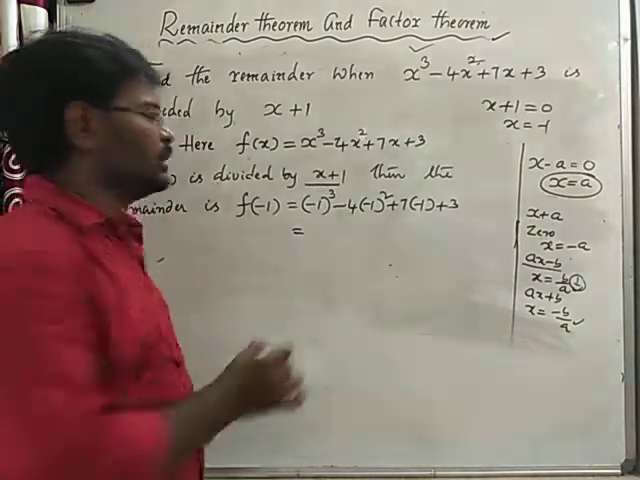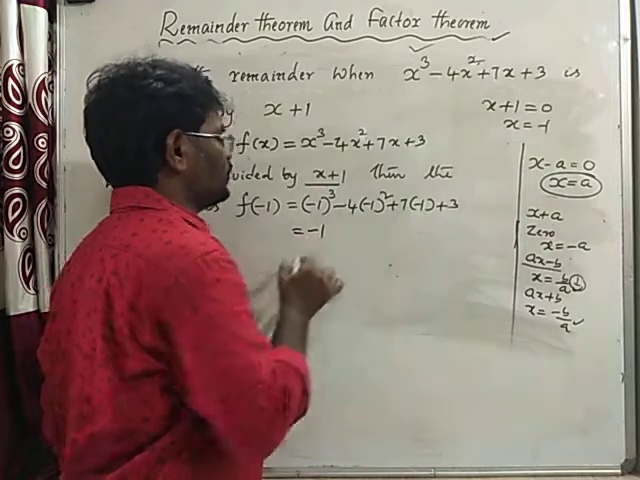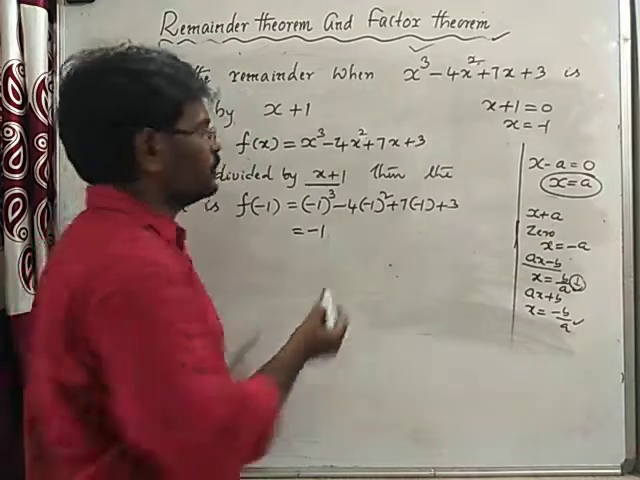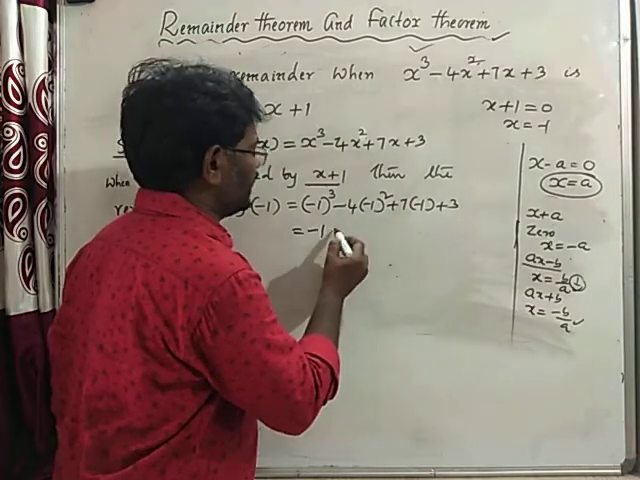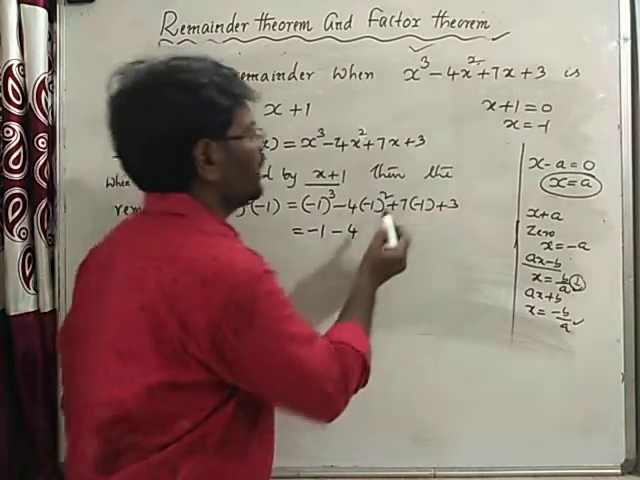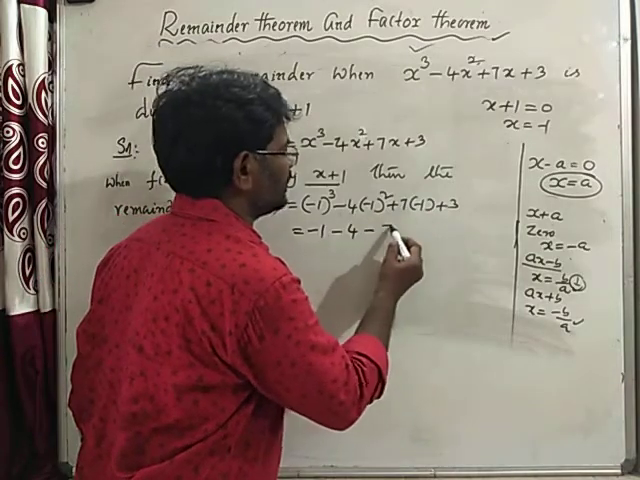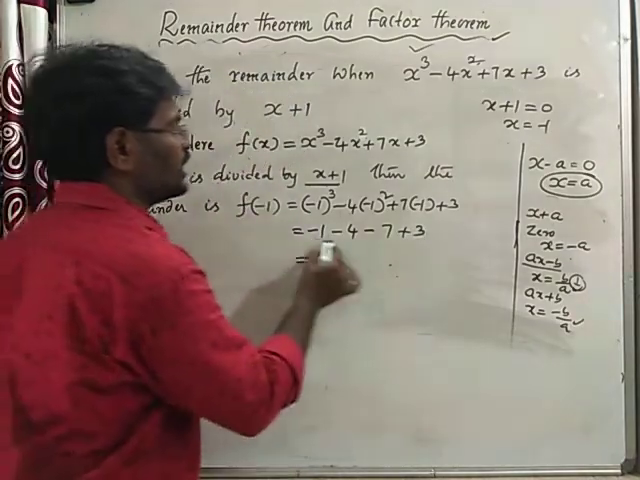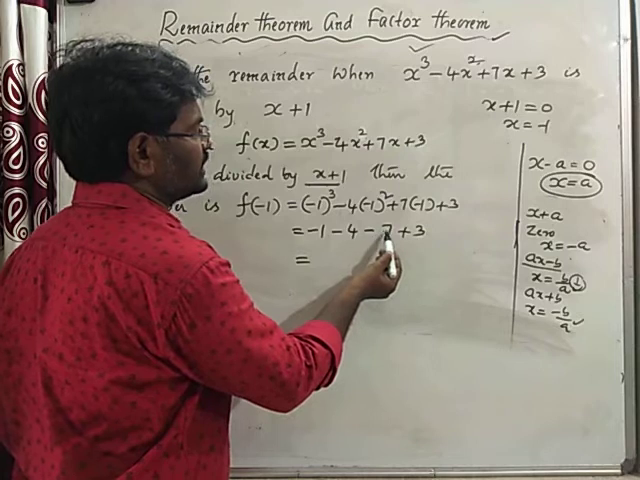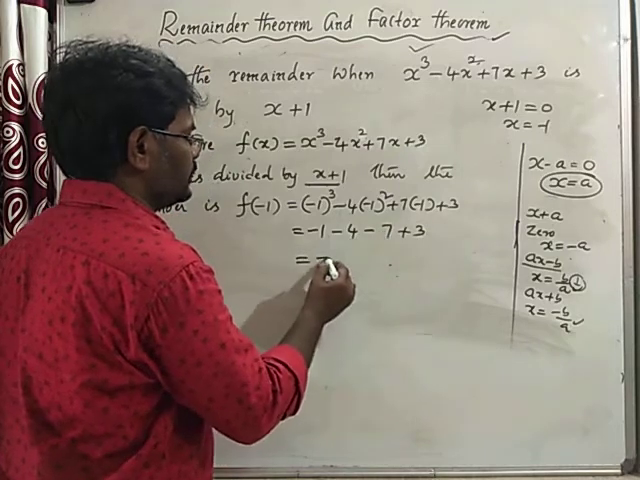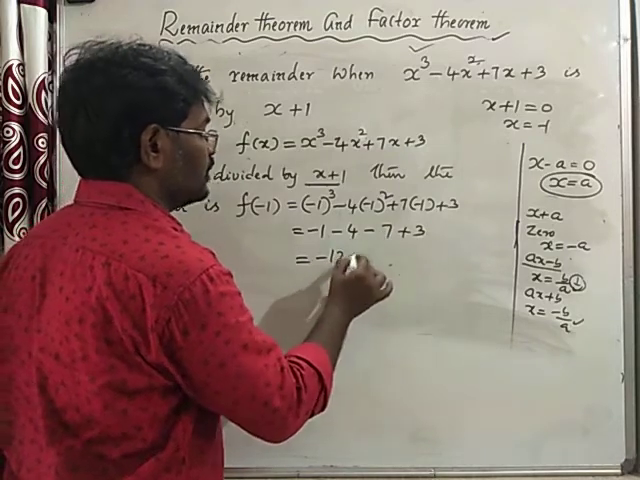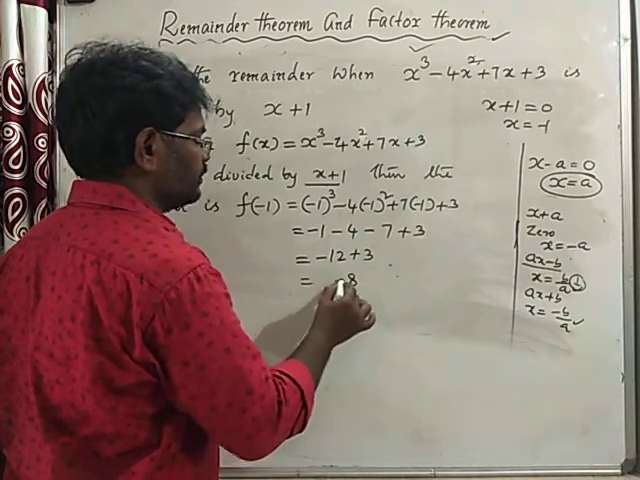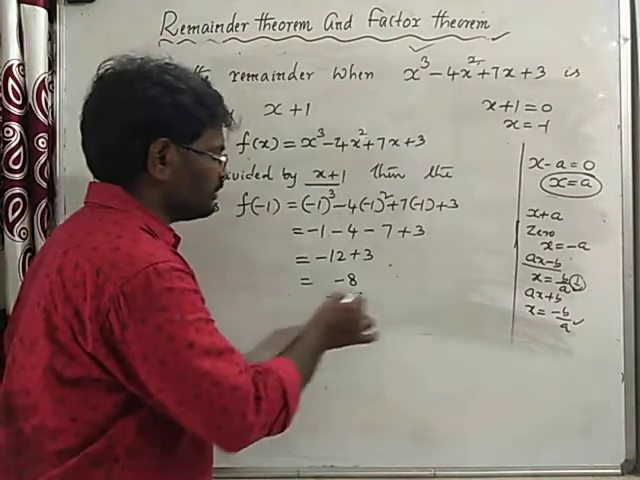A negative number to an odd power is negative. 1 to the power of anything is 1. And observe that a negative number to an even power is positive. Minus 1 squared is 1. 1 into minus 4 is minus 4. Plus into minus, minus 7, and plus 3. First we have to add all the negatives: minus 1, minus 4, minus 7, that is minus 12, plus 3. Minus 12 plus 3 is minus 9. So this is the remainder.